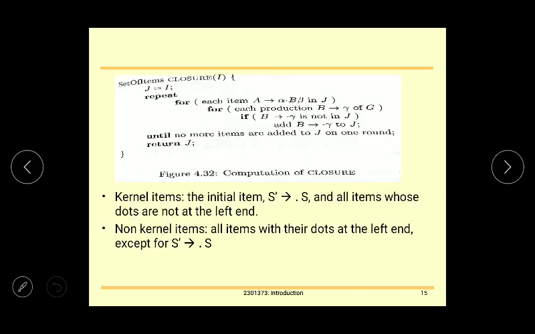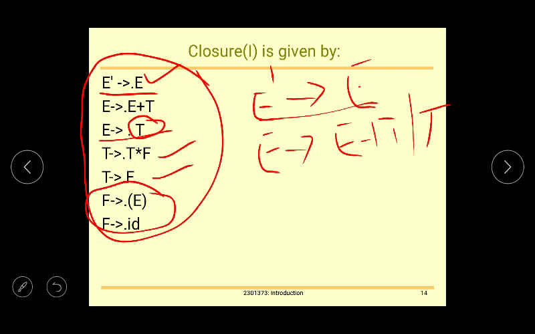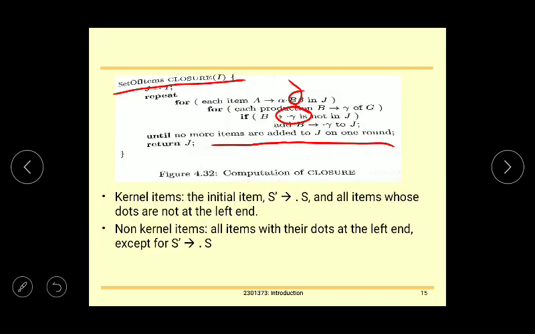Now the same thing is explained with the help of the algorithm over here, how to find the set of items closure of I. For each item, for each production A gives alpha dot B beta, then for each production of B, we have to add B gives dot gamma into the new set of closure I. Until no more items are added to J in one round, then return. Here you can stop because all the productions are over, as well as the dot is followed by a terminal. Then we have to stop. This is how to compute closure.